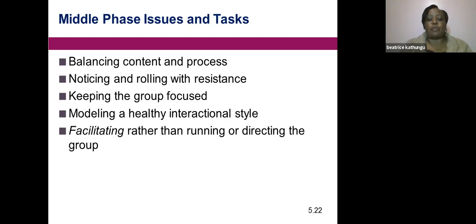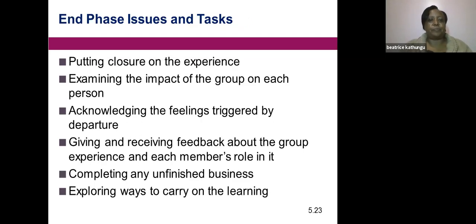You want to pull up those that are lagging behind. You want to slow those who are running very fast to give space to those who are pulling up slowly. Now, during the end phase, what are your tasks and issues? First and foremost, we want to pull together everything that we have gained from the group.